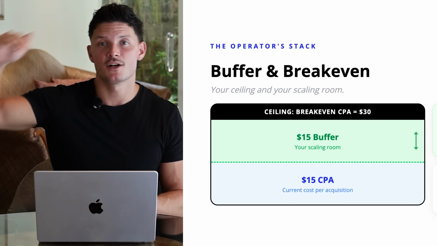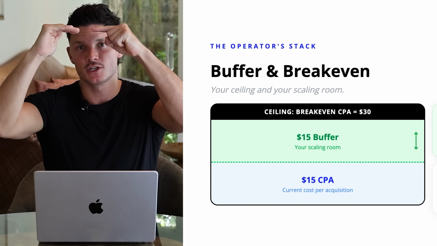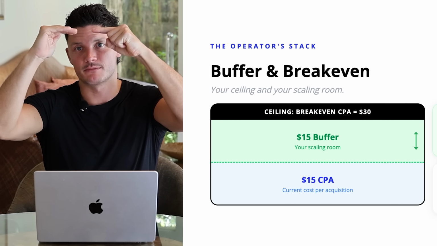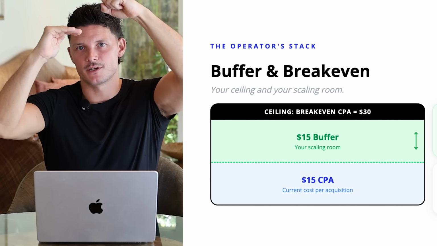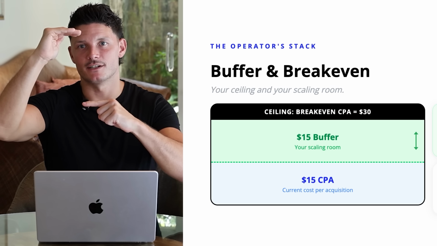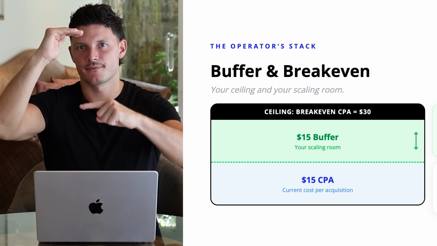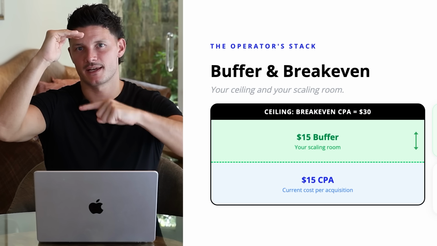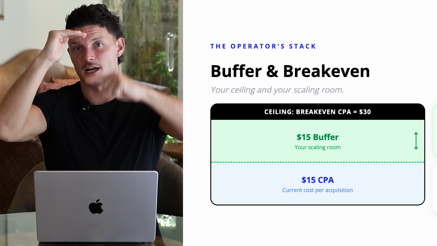So your contribution margin is $30. That means you can spend up to $30 to acquire a customer and not lose money. That's your break even. Over that, you're losing money. Under that, you're making money. Let's say your CPA is $15. That gives you $15 profit. Here, that's your buffer. That's your scaling room. This is how much worse things can get before you become unprofitable.